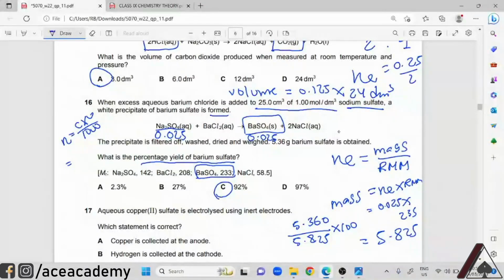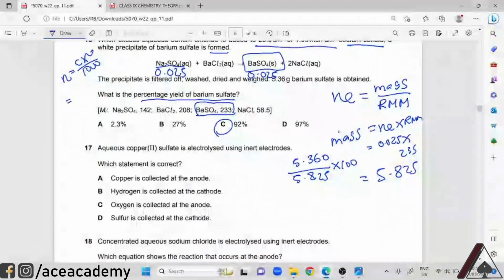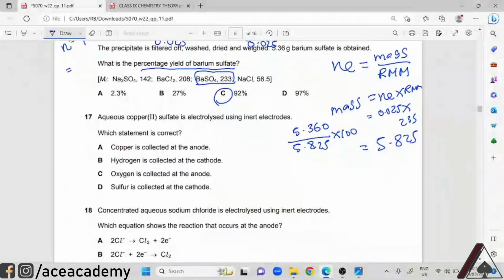We actually get 92.017%, which is close to 92%, so the answer is 92%. Then we have question number 17, which says aqueous copper 2 sulfate is electrolyzed using inert electrodes. Which statement is correct? Inert electrodes do not react, and we have given copper 2 sulfate.